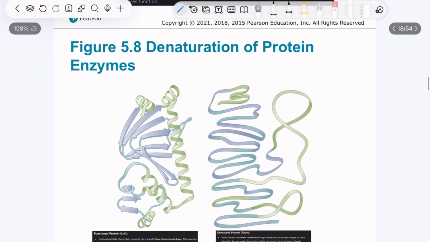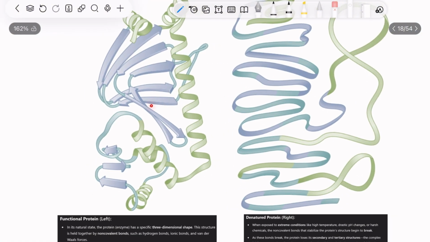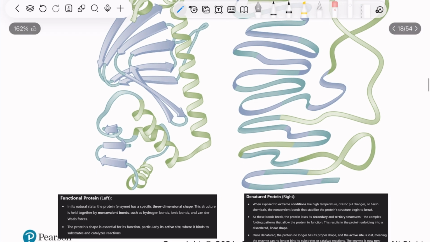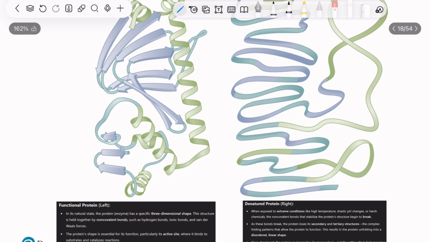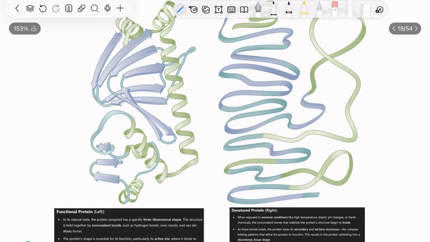And this image here shows the denaturation of protein enzymes. The picture on the left shows a functional protein. In its natural state, the protein or the enzyme has a specific three-dimensional shape. This structure is held together by non-covalent bonds such as hydrogen bonds, ionic bonds, and van der Waals forces. The protein shape is essential for its function, particularly in the active site, where it binds to substrates and catalyzes reactions.